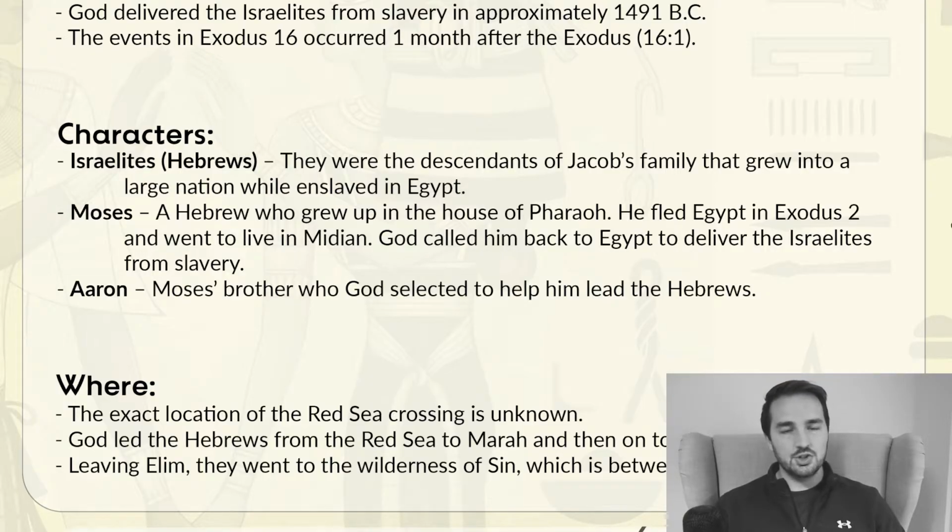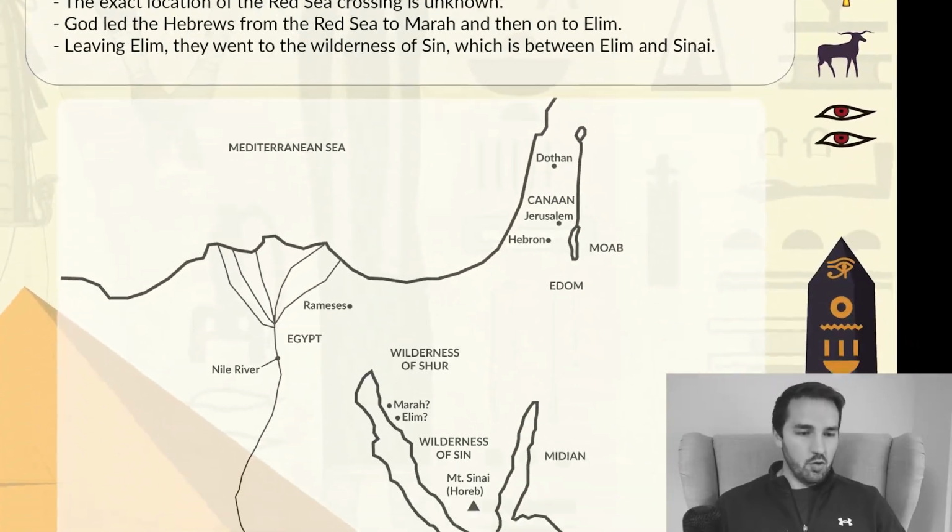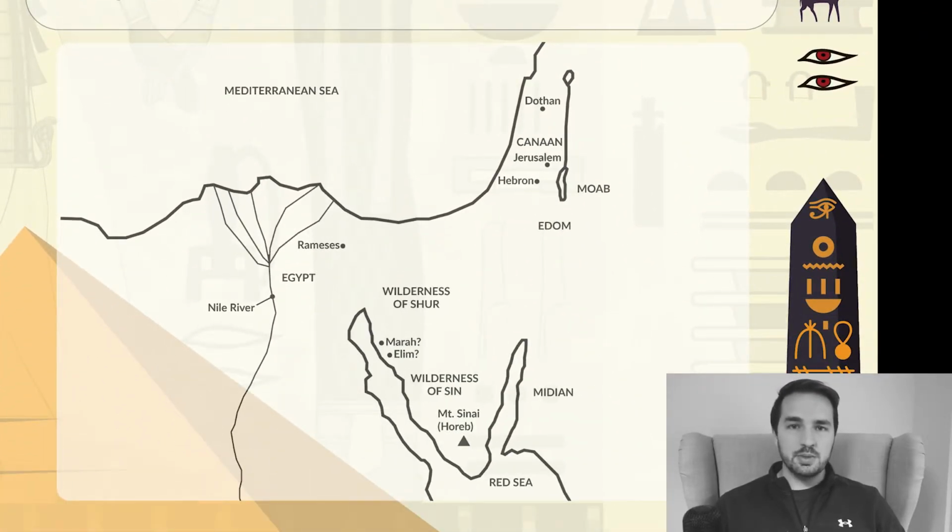Looking at our map then, where did these events take place? Well, as we mentioned, we don't exactly know where the Israelites crossed the Red Sea and escaped the Egyptians for the final time. Somewhere along the Red Sea, where there was enough water to drown an army. That's about all that we know.